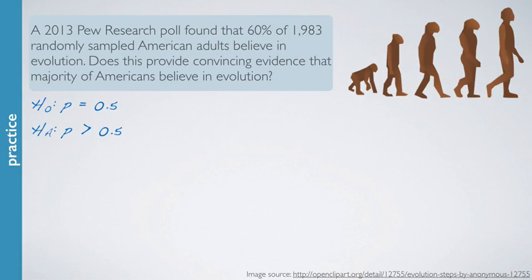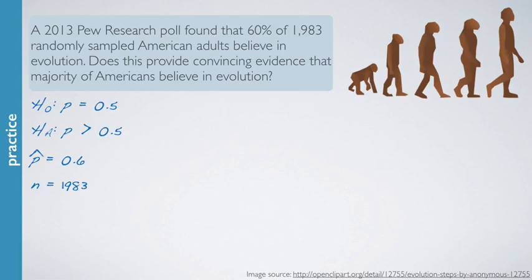We are also given that the sample proportion is 0.6. So in this sample, definitely more than 50% of the respondents believe in evolution, but what we are checking to see is whether this difference that we're observing between the sample proportion and what we're hypothesizing is statistically significant. In other words, does this particular sample yield convincing evidence of a majority of Americans believing in evolution? Another input that we're going to need is our sample size, and that's 1983.